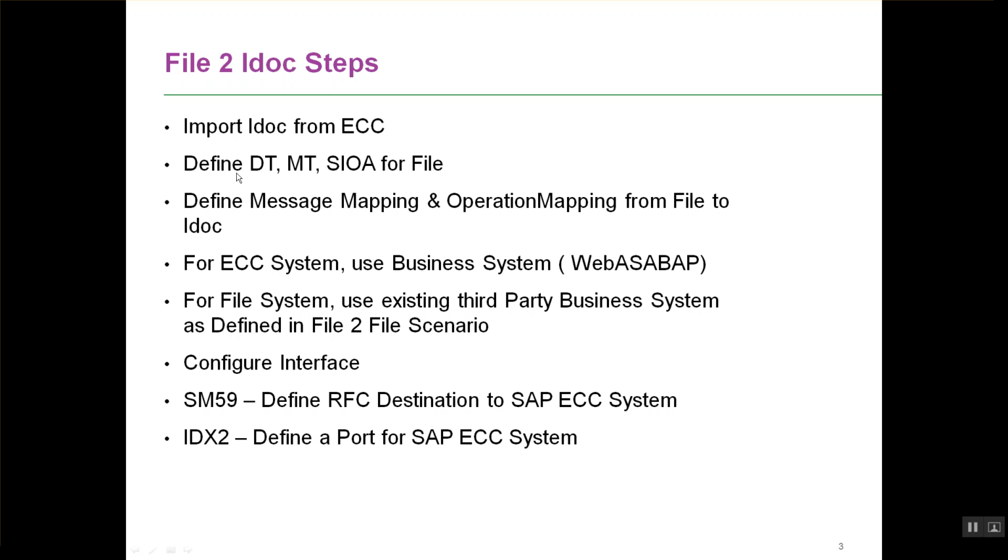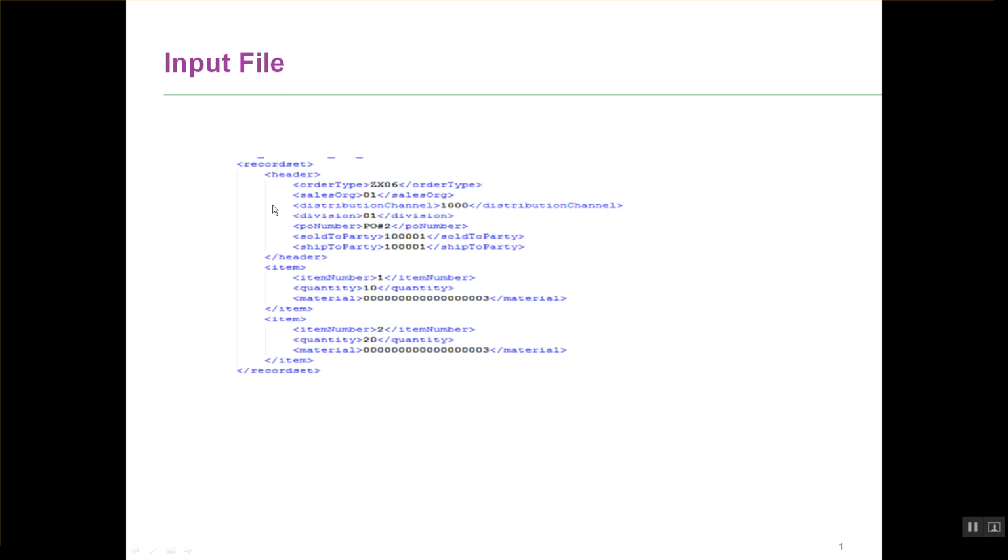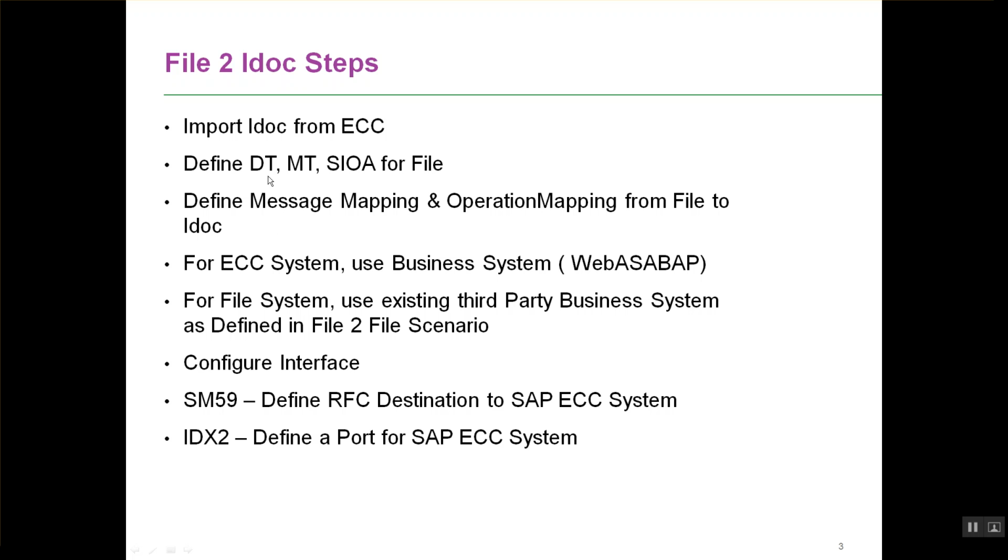For the file system, we will be creating a data type, a message type, and a service interface. What is the service interface going to be? It's going to be an outbound asynchronous service interface. And what is the data type going to look like? It's going to look like something like this. So we will be building a data type, a message type, and an outbound asynchronous service interface. We will be looking at how we build this message mapping and operation mapping by using the IDOC itself.